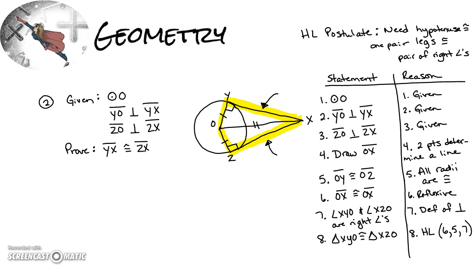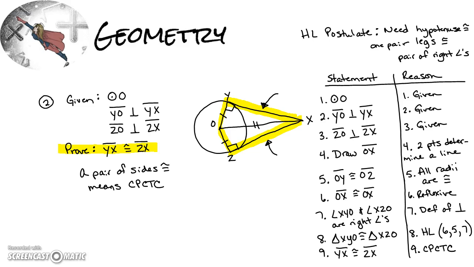Now that we have the triangles congruent, you can think back to what I was saying on the first page. Our proof statement is asking us to prove a pair of sides congruent. So a pair of sides congruent means that we will have to use CPCTC right at the very end. And so we are ready to go ahead and say that YX is congruent to ZX, which they are because they are corresponding sides of those two triangles. And so because of that, and because we just said the triangles were congruent, we can say that it's by CPCTC. And that is all.